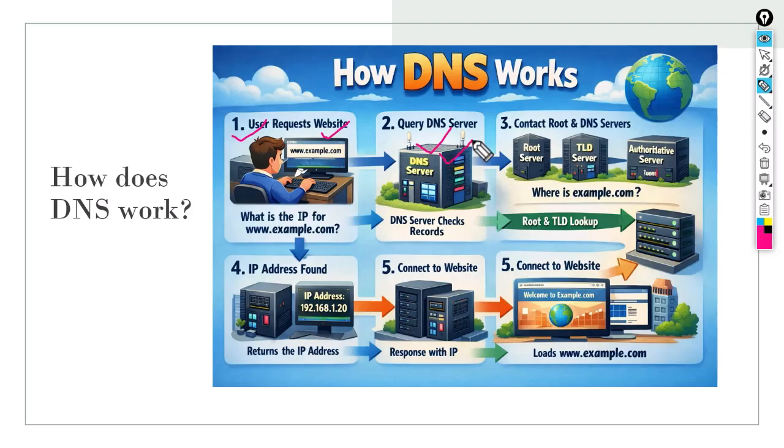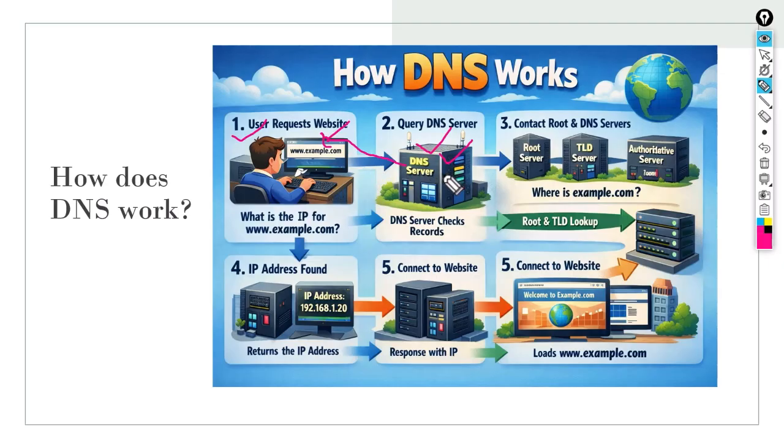This resolver checks its own cache and asks itself, do I already know the IP for www.google.com? If yes, it immediately returns the answer back to the user computer. If it doesn't know, then it must ask the DNS server.